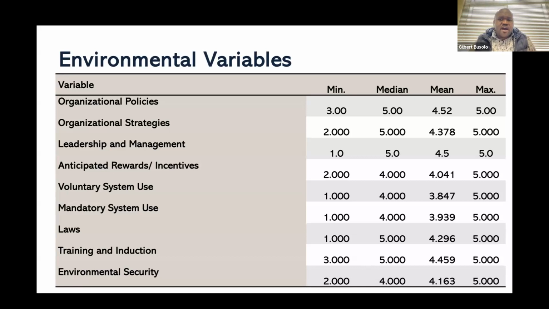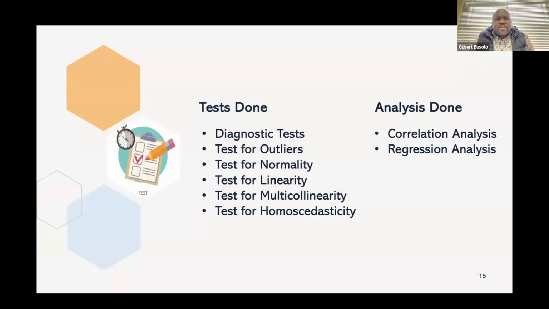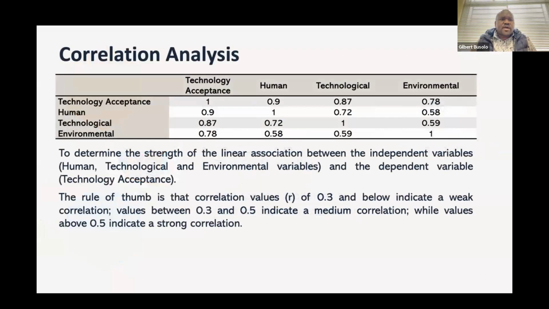And even some of the other aspects, like the laws that should not prohibit the use of the system, or the system conforming to the laws that are available in that operating environment. So some of the other tests that were done were for outliers, for normality, linearity, multicollinearity, homoscedasticity, and even correlation and regression analysis were performed. On correlation, that is looking at the association between the human, the technological, and environmental variables, which are the independent variables vis-a-vis the dependent variable.